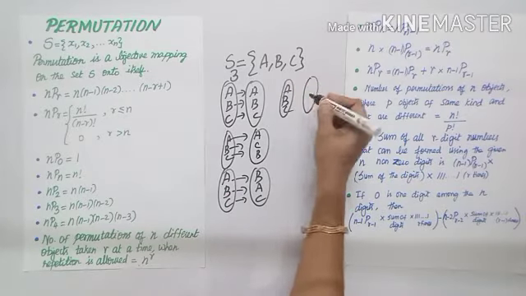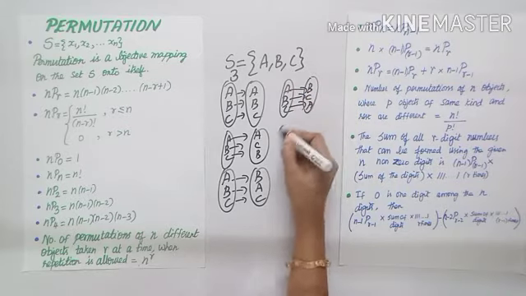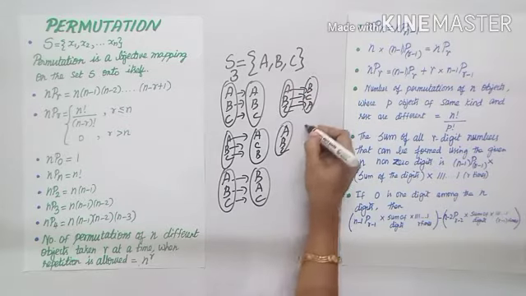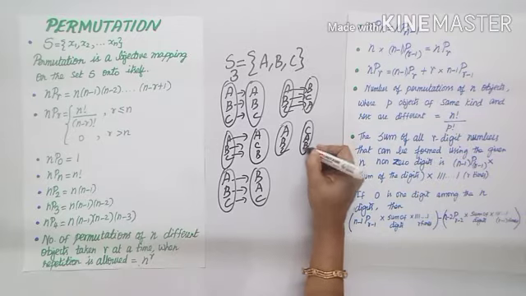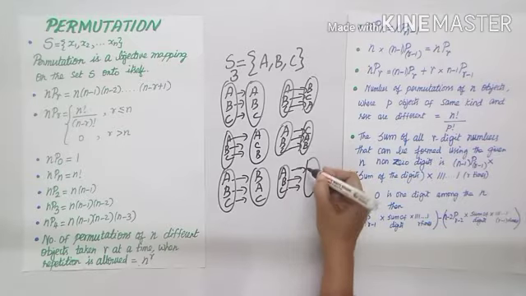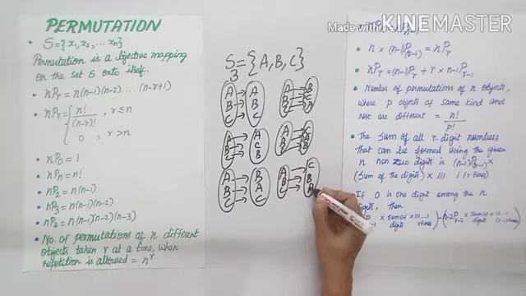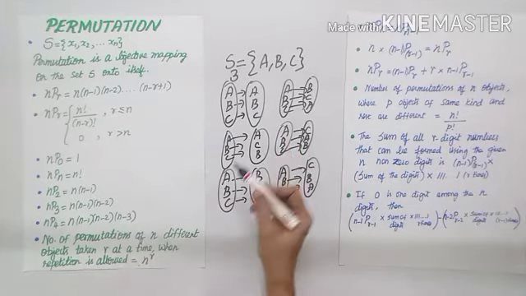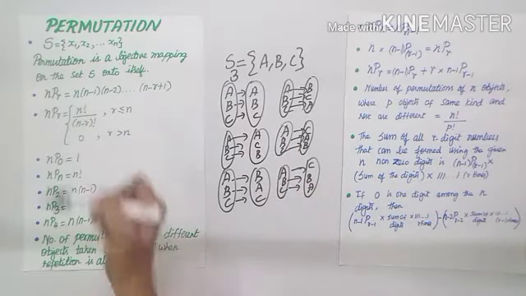A, B, C can go to B, C, A. A, B, C can go to C, A, B. A, B, C can go to C, B, A. Each one I call a permutation.